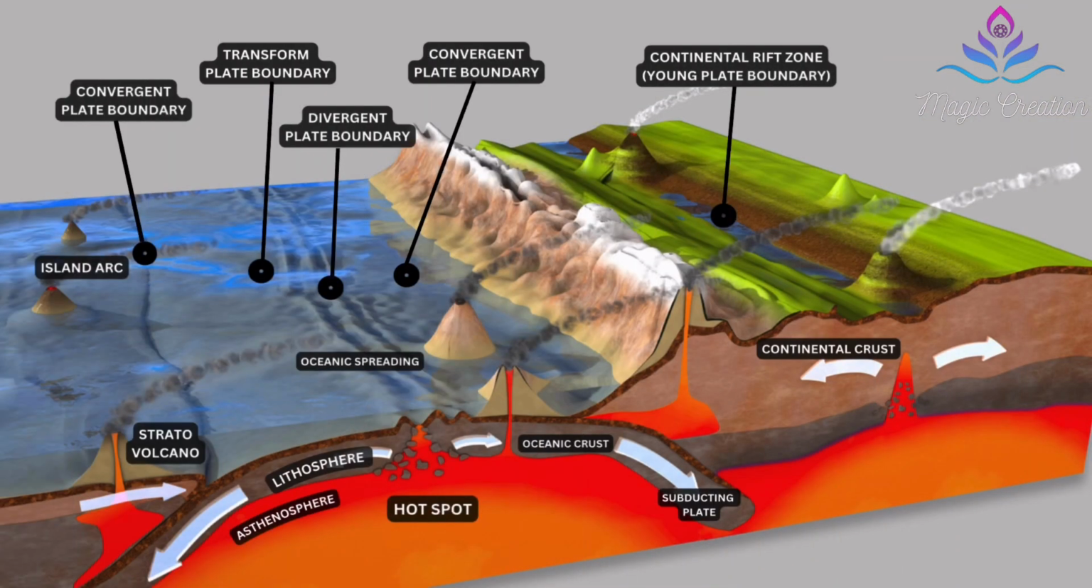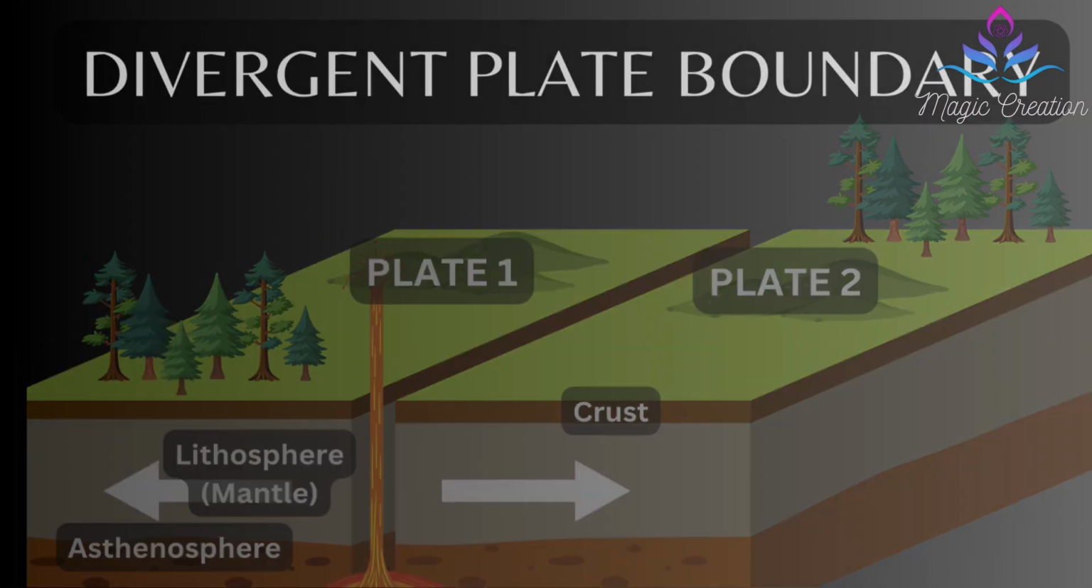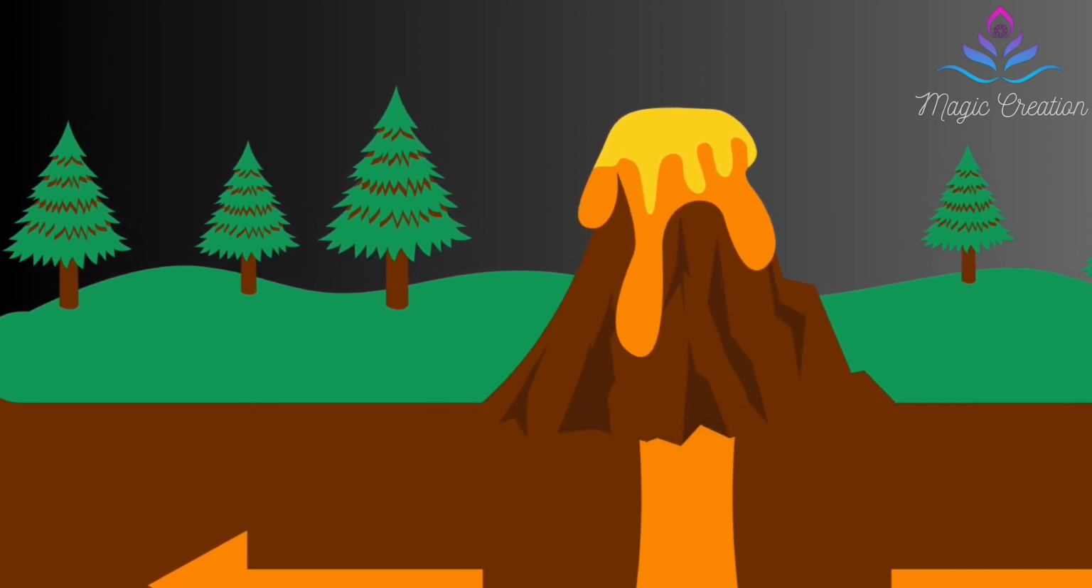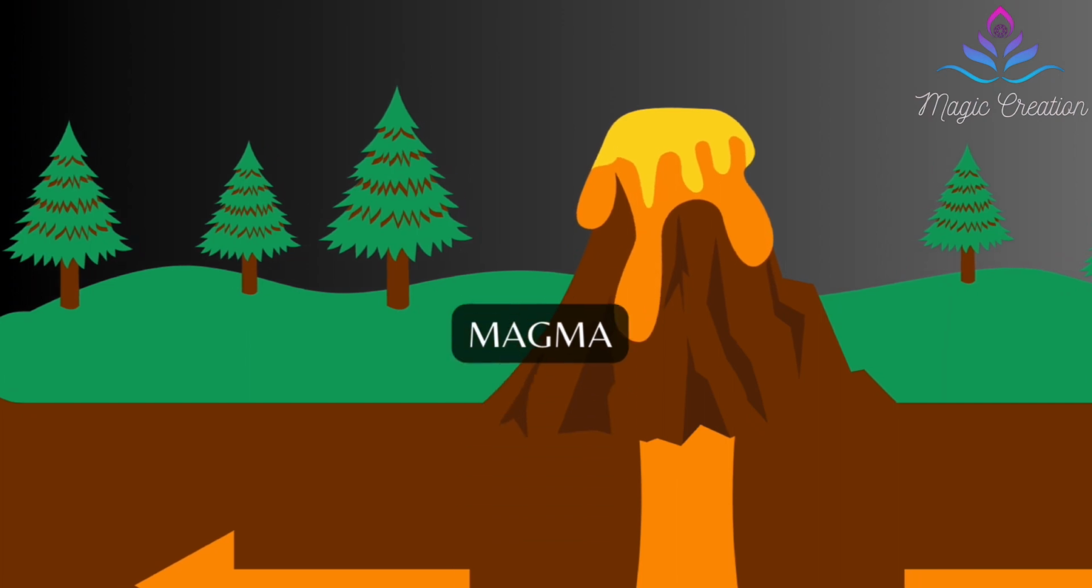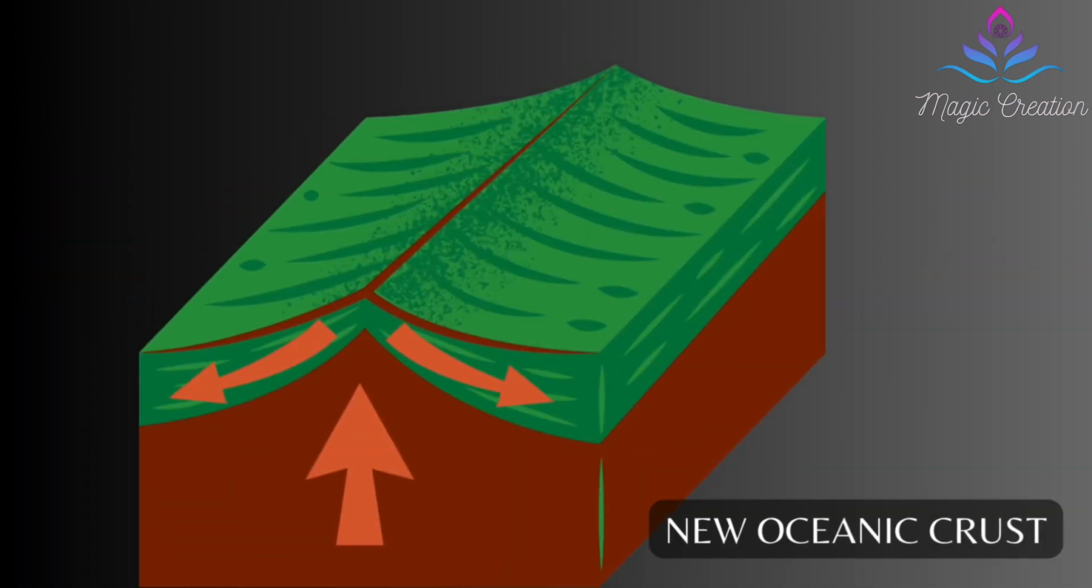There are three types of tectonic plate boundaries: divergent, convergent, and transform plate boundaries. A divergent boundary occurs when two tectonic plates move away from each other. Along these boundaries, earthquakes are common, and magma, the molten rocks, rises from the Earth's mantle to the surface, solidifying to create new oceanic crust.